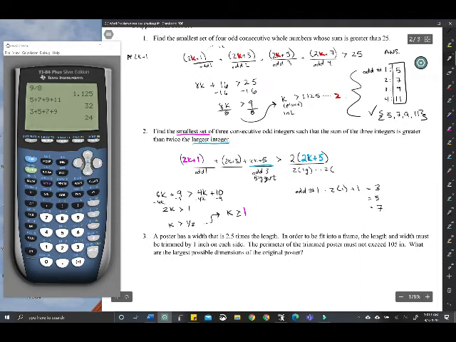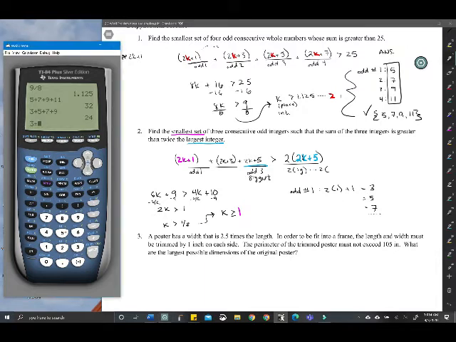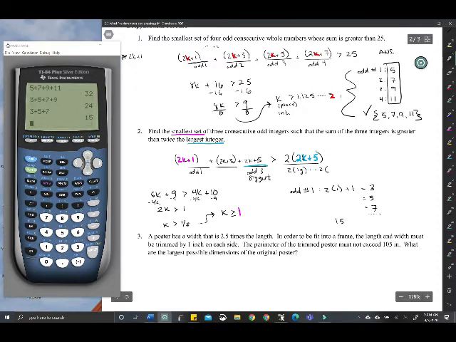Now let's see if that does work. So the sum needs to be more than twice 7. So this needs to be 3, 5, and 7, is 15, greater than 2 times 7? Sure is. So we're on the right track. So again, your answer is 3, 5, and 7.